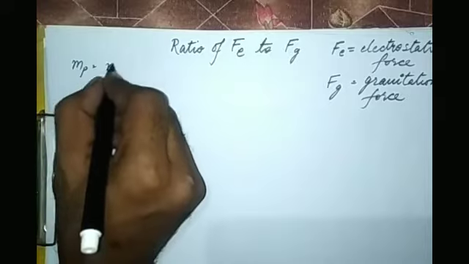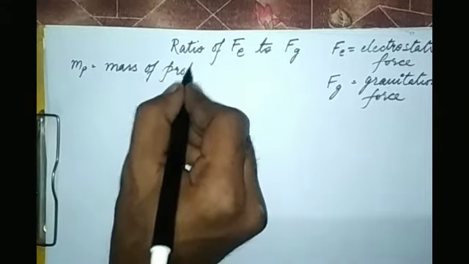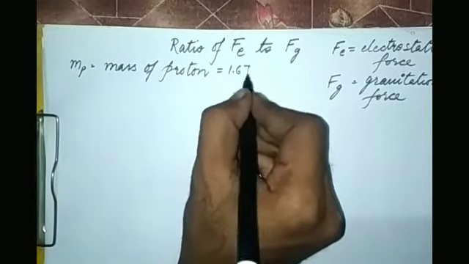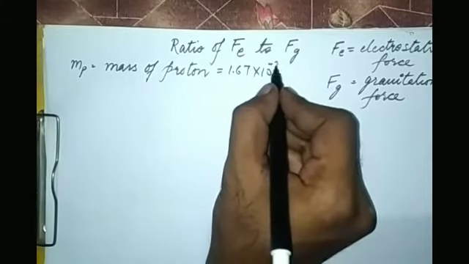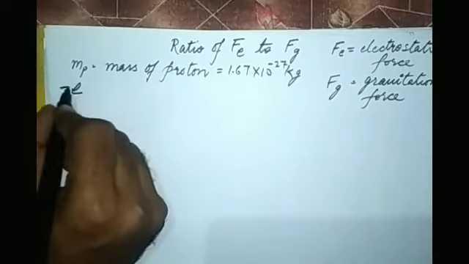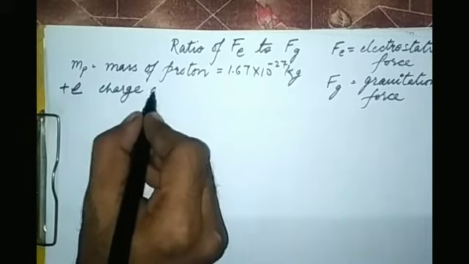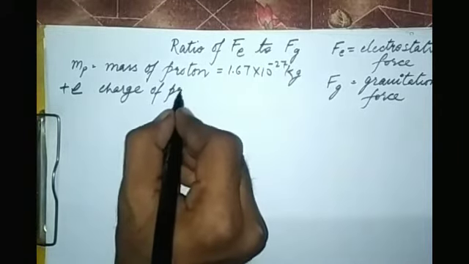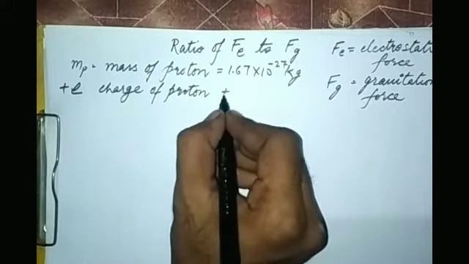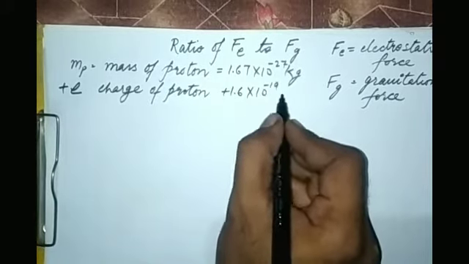Mp is the mass of a proton, which is about 1.67 times 10 to the minus 27 kg, and we can write positive e, the charge on a proton, while negative e would be the charge on an electron. Both are equal and opposite. So it is positive 1.6 times 10 to the minus 19 Coulomb.